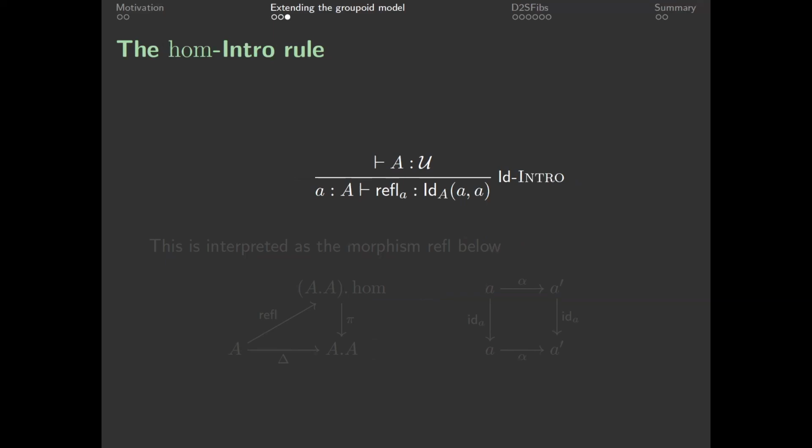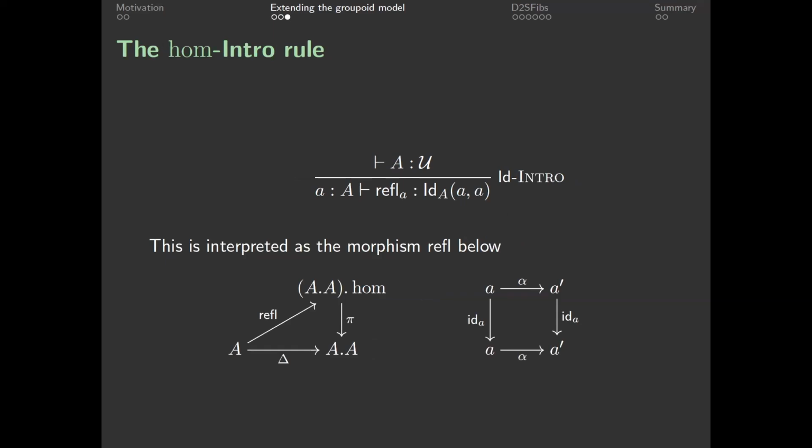Again, the rule in usual Martin-Löf type theory is as follows. Given some type A and some a in A, we have a term refl in the identities from a to a. The interpretation is a morphism refl that lives against the diagonal here. And this is just assigning to each a in A the identity morphism on it. And functoriality says that this is well-behaved.